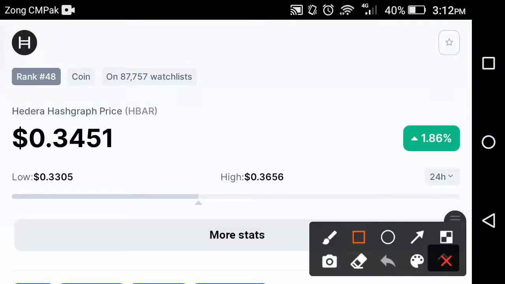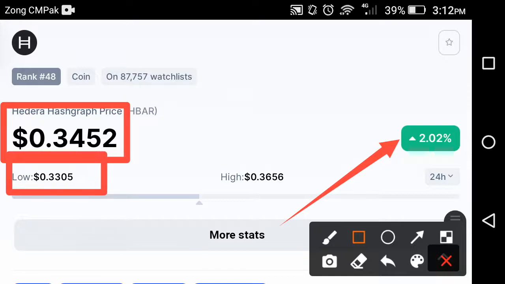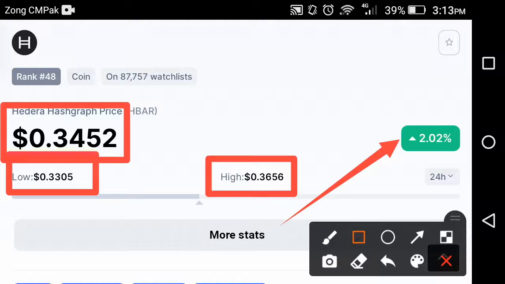So friends, as you can see here, the price of Hedera hashgraph in US dollars is 0.3451 dollar, and the price change in Hedera is absolutely a good change. 2.02% up. Now at this time they are in the jumping mode. As you can see here, the price change is positive, and the low price of Hedera is 0.3305 dollar, and the high price of Hedera in the last 24 hours is 0.3656 dollar, friends.